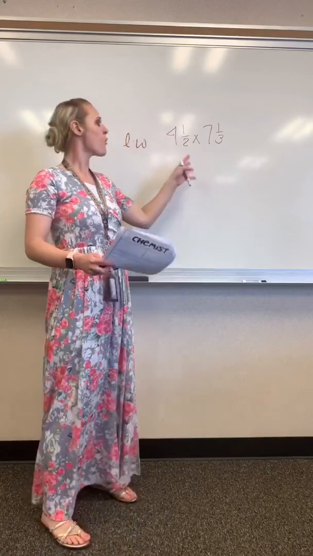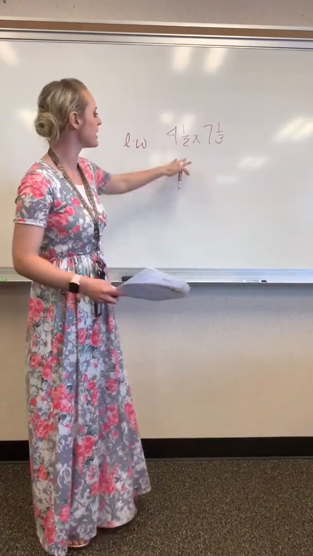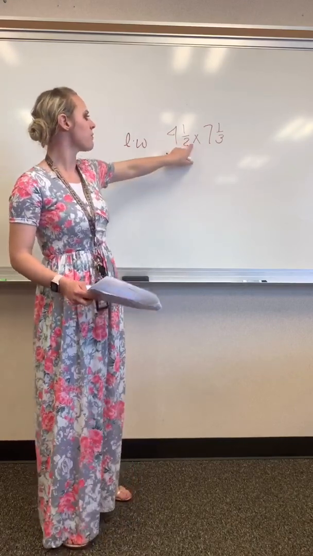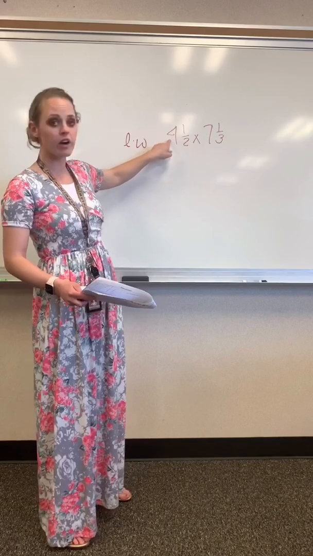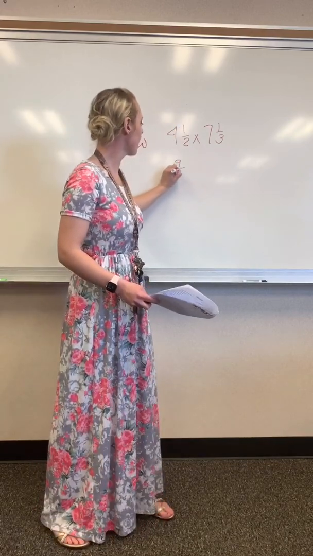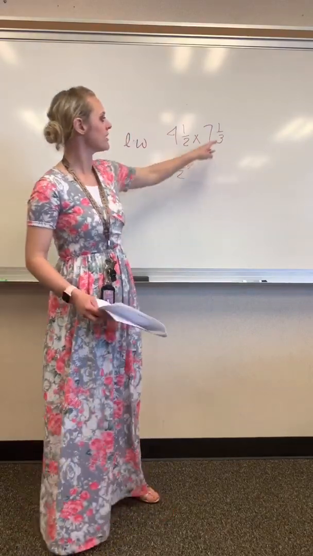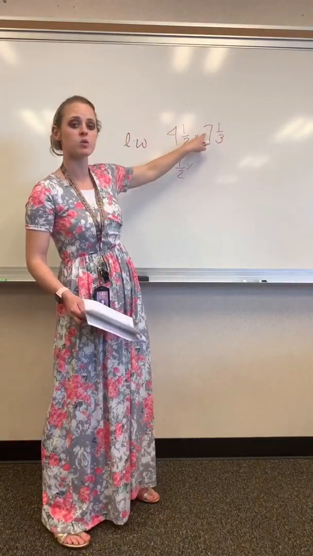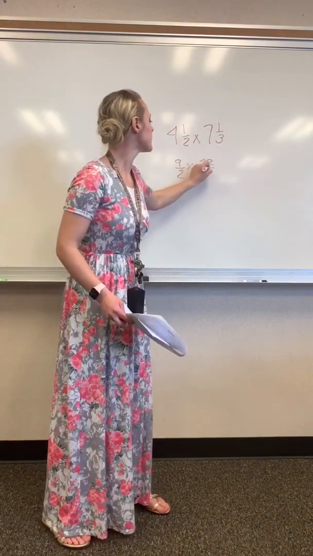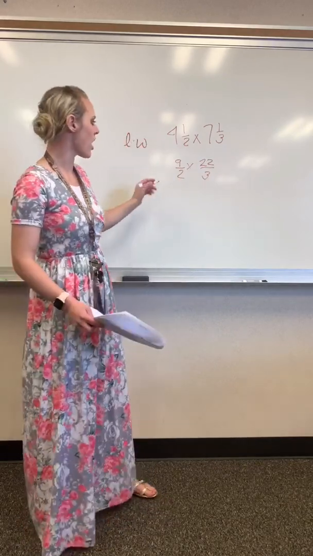So remember, when you are multiplying fractions, especially with mixed numbers, we need to turn this into an improper fraction, both of them. So we're going to start at the bottom. 2 times 4 is 8. Plus 1 equals 9. And you're going to keep the 2 on the bottom. You're going to do the same thing with the other one. 3 times 7 is 21. Plus 1 is 22. Keep the bottom.